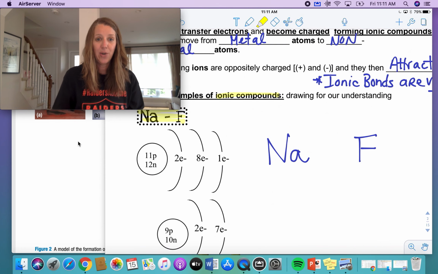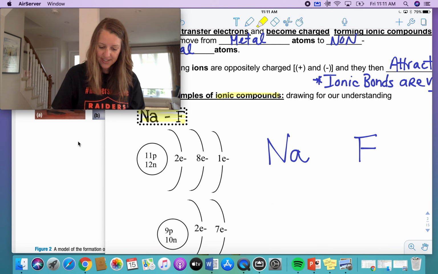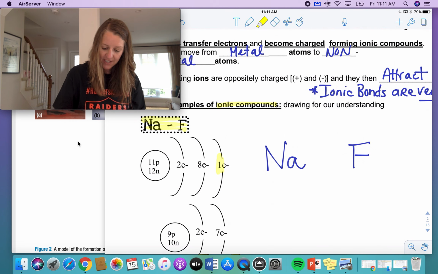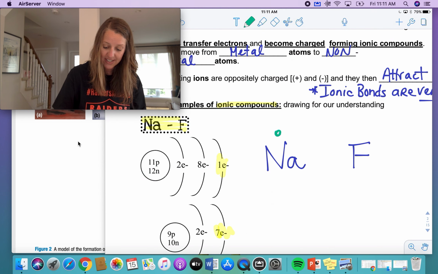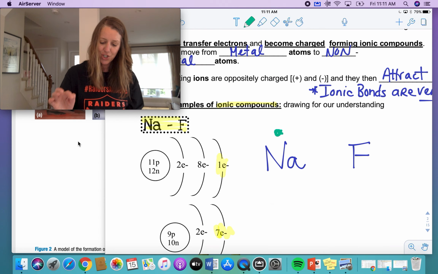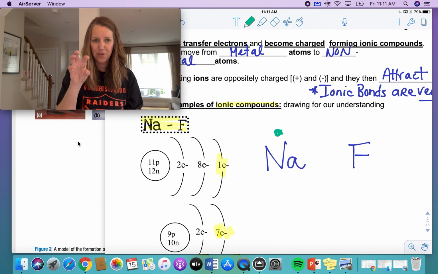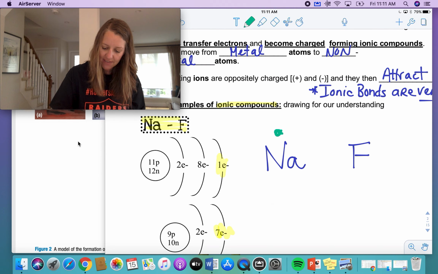Here's your Bohr diagram for sodium, okay? Here's your Bohr diagram for fluorine. You can see that sodium has 1 valence electron and fluorine has 7 valence electrons. How do you show that? You can show it by dots, you can show it by X's, it totally doesn't matter, okay? Sodium's in group 1, there's my 1 valence electron, my Lewis dot structure for sodium. Fluorine has 7. 1, 2, 3, 4, 5, 6, 7.